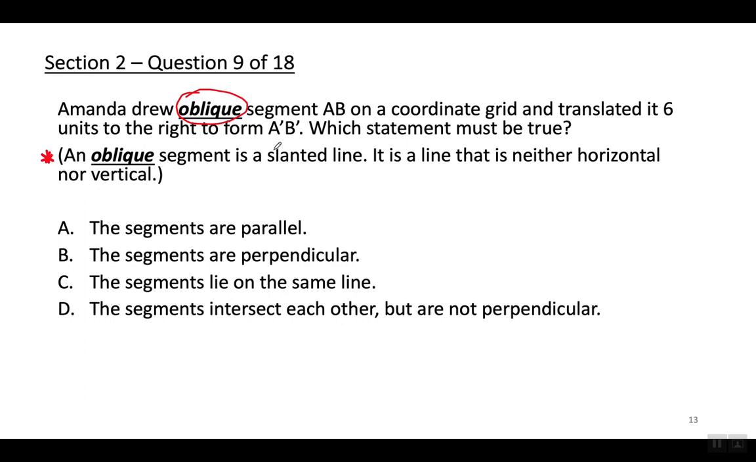An oblique segment is just a slanted line. That's all it means. They just like to complicate our lives. Why didn't they just write a slanted line or a slanted segment? Anyways, an oblique segment is a line that is neither horizontal nor vertical. Again, that word is on the test. This definition, they don't write it on the test. I wrote it here to help you guys out.